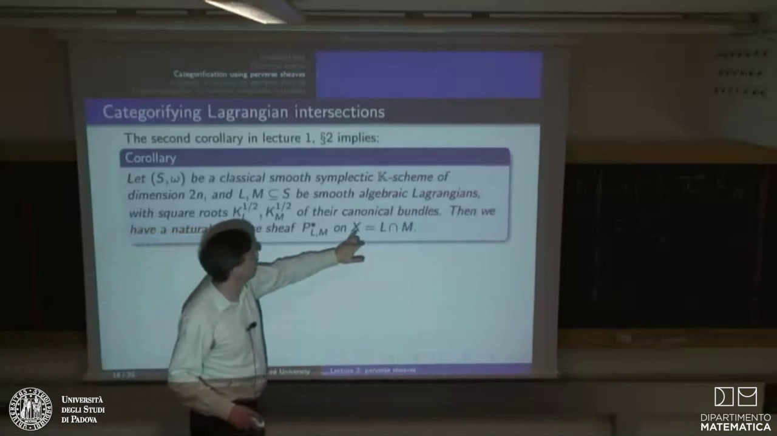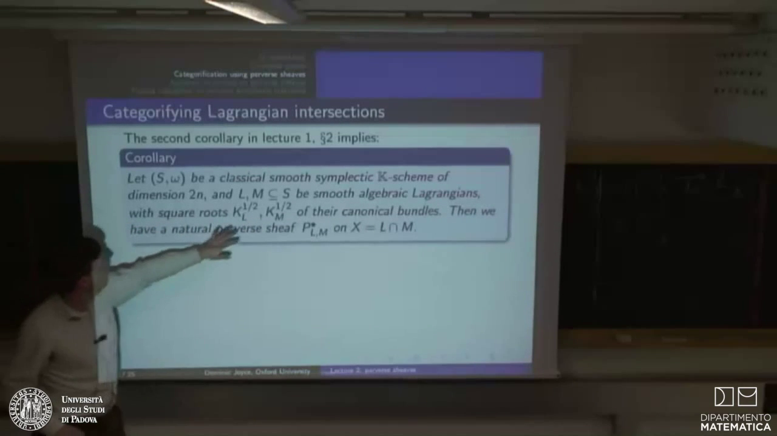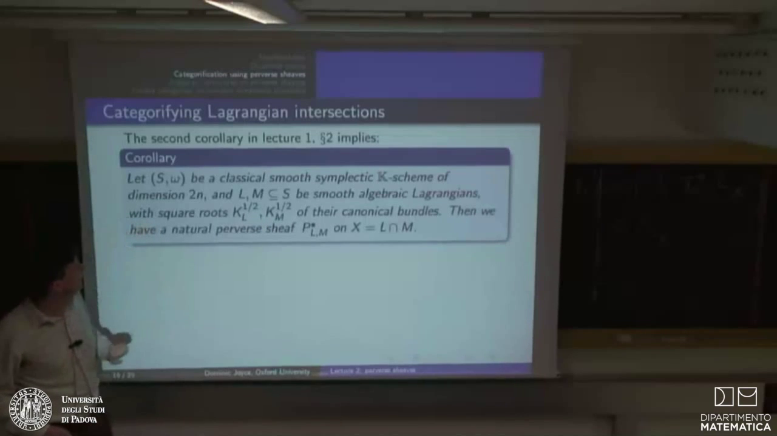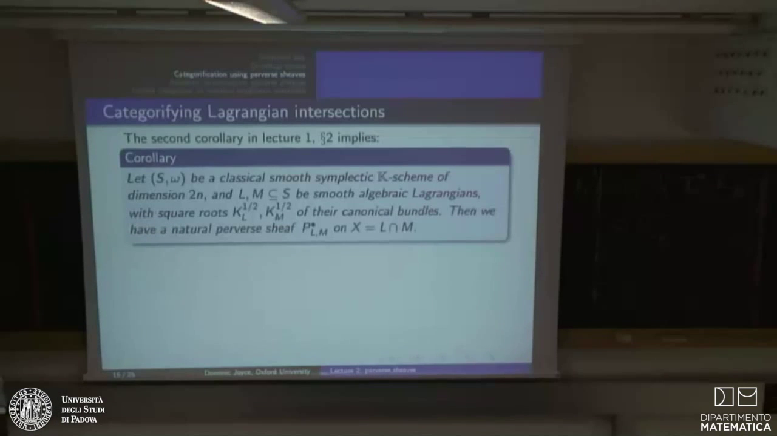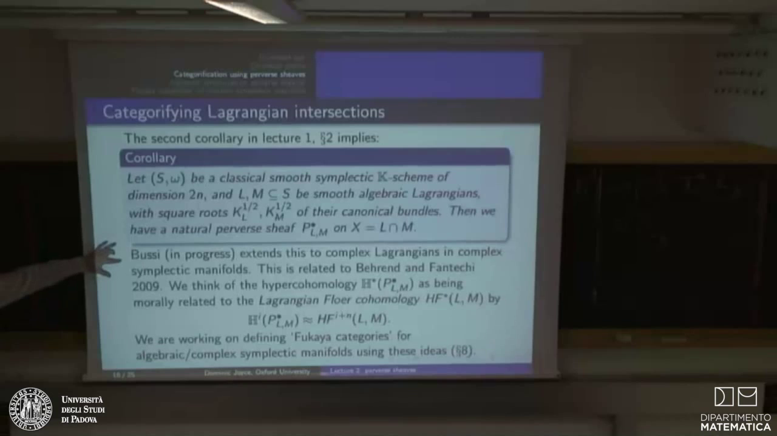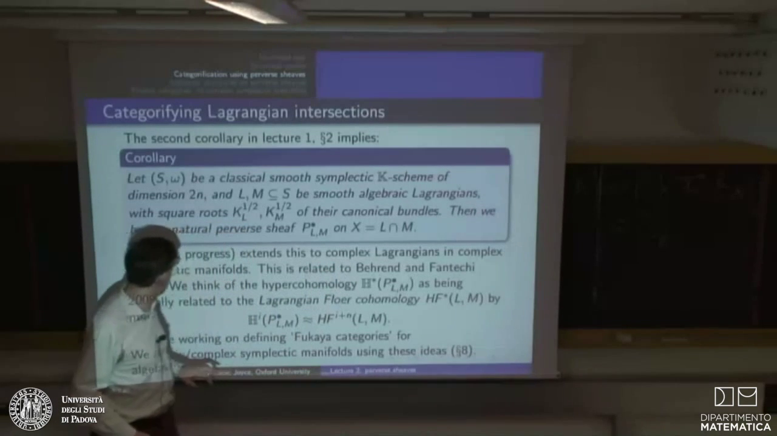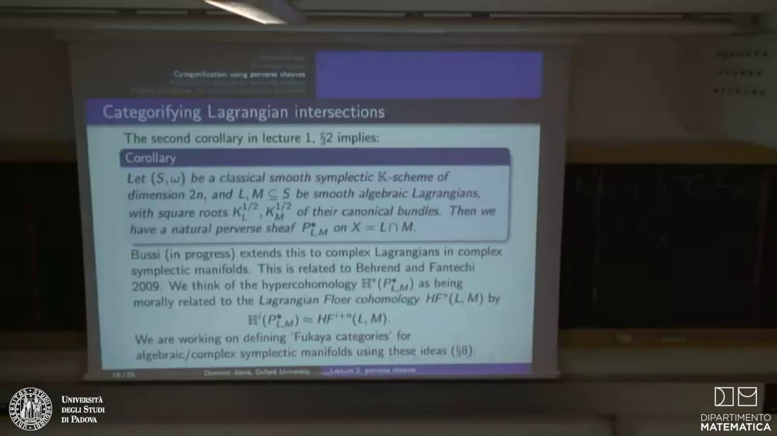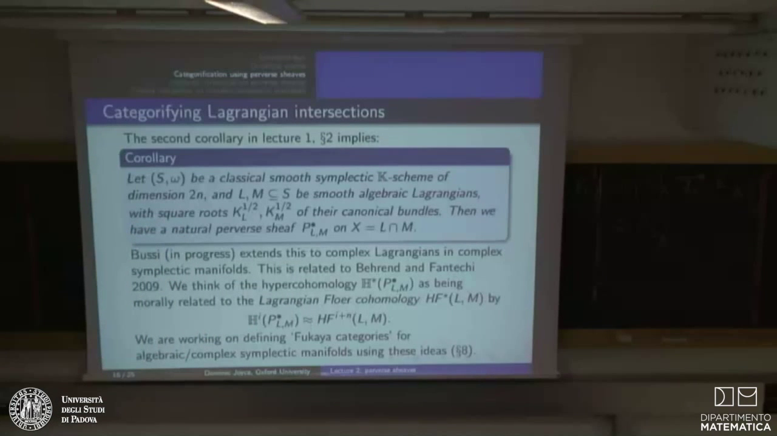We take the d-critical structure on X coming from the previous result, and these things give us an orientation of that d-critical structure, so then our theorem gives us the perverse sheaf there. So Vittorio Bussi has basically already extended this to complex Lagrangians in complex symplectic manifolds. This is related to a paper by Kai and Barbara in 2009, which kind of inspired us to think about this. Unfortunately, there are a few points in their paper which are differently right, which confused us for quite a long time, actually.